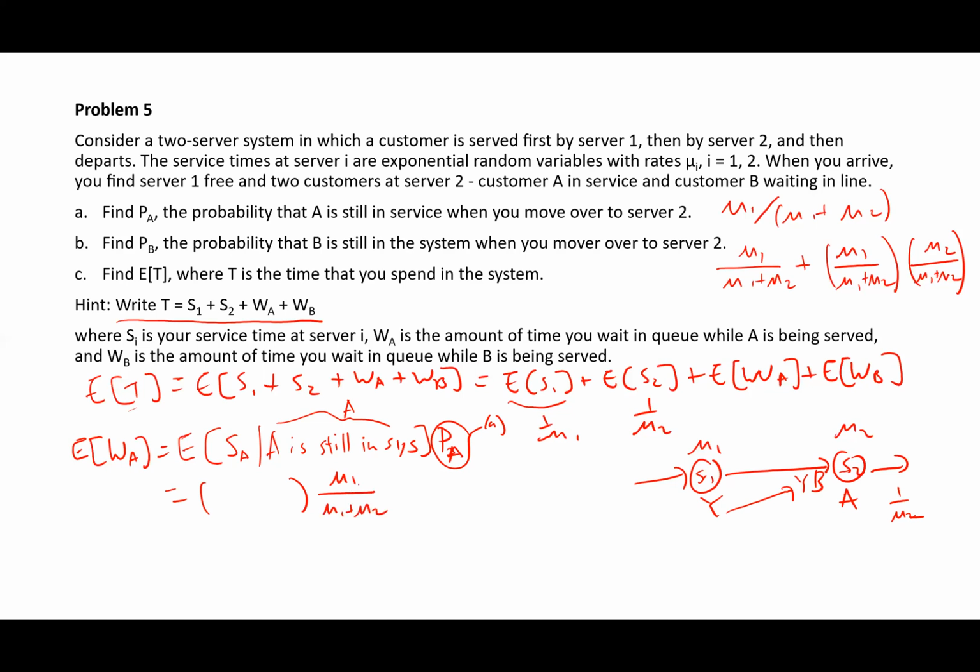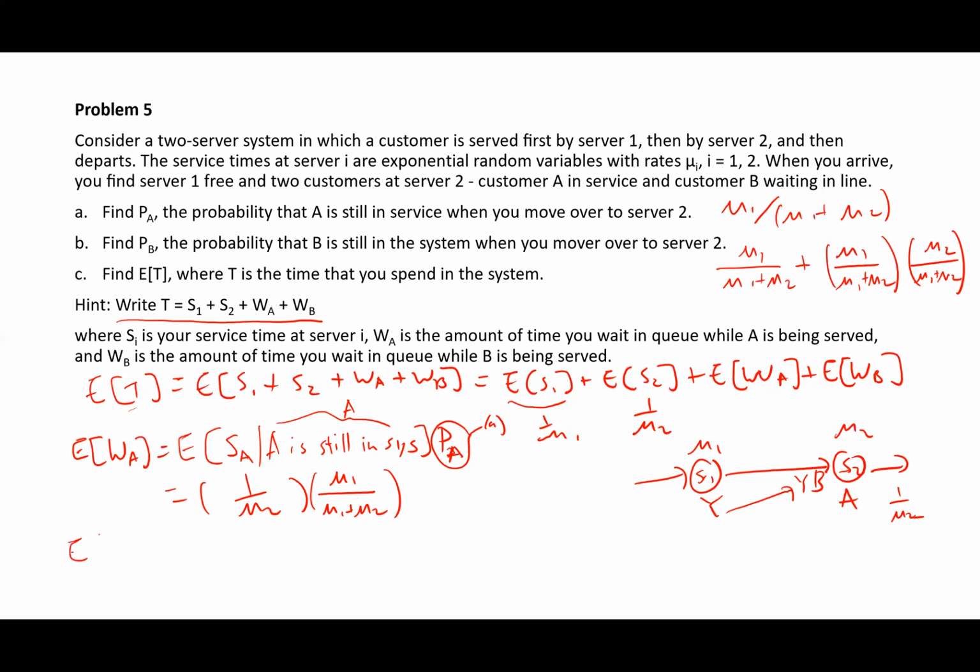Okay. So if A is still in the system when you walk over, you have to wait for that person A. It's simply the service time to server 2, so this will be 1 over mu2. Okay, so the expected value of WA is just the product of these two terms.